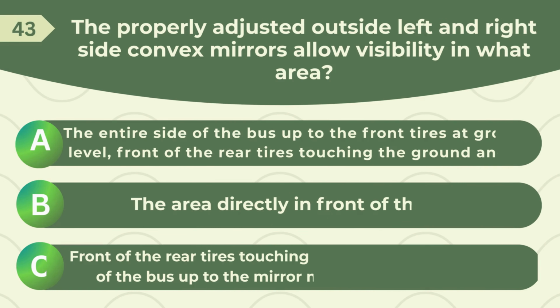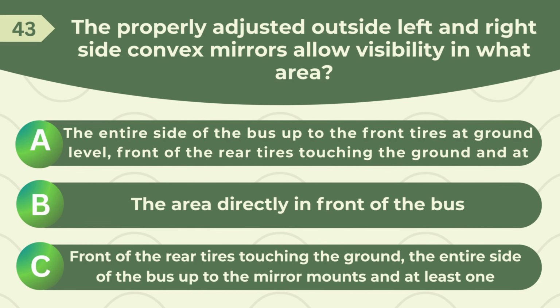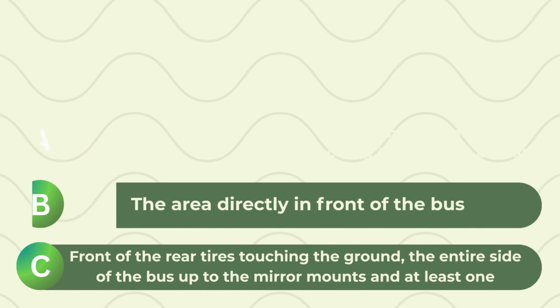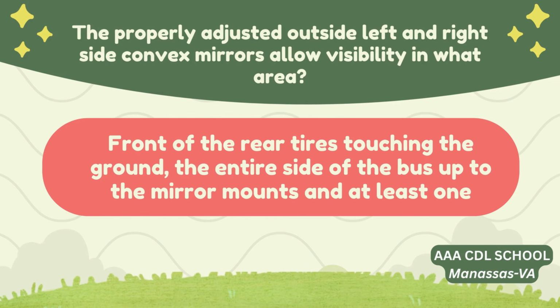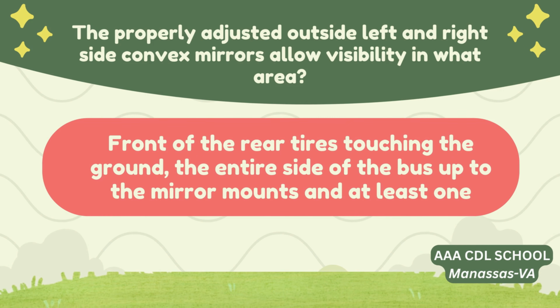The properly adjusted outside left and right side convex mirrors allow visibility in what area? A. The entire side of the bus up to the front tires at ground level, front of the rear tires touching the ground, and B. The area directly in front of the bus. C. Front of the rear tires touching the ground, the entire side of the bus up to the mirror mounts and at least one. Correct answer: front of the rear tires touching the ground, the entire side of the bus up to the mirror mounts and at least one.